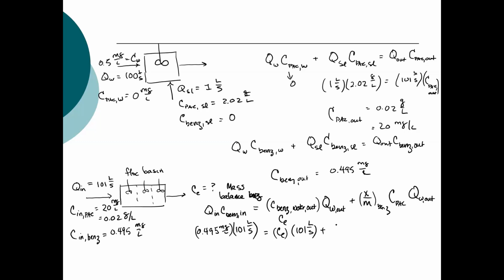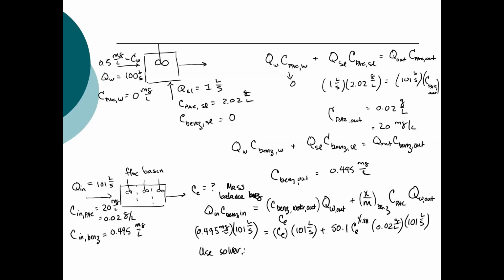plus same isotherm that we had before, C sub E to the 1 over 1.88 times, make sure your units are consistent. This was in milligrams per gram. So we want to multiply this by 0.02 grams per liter. So we've added, okay, times 101 liters per second. We need to solve for C sub B. You can also use solver again.